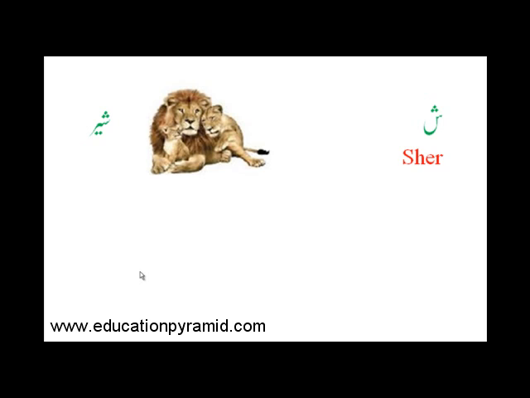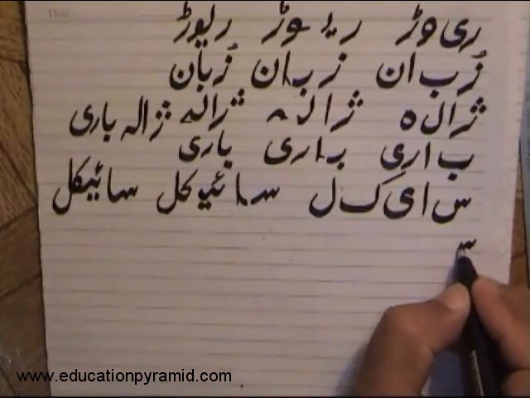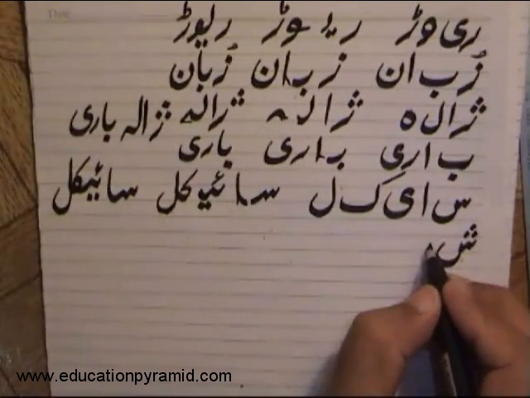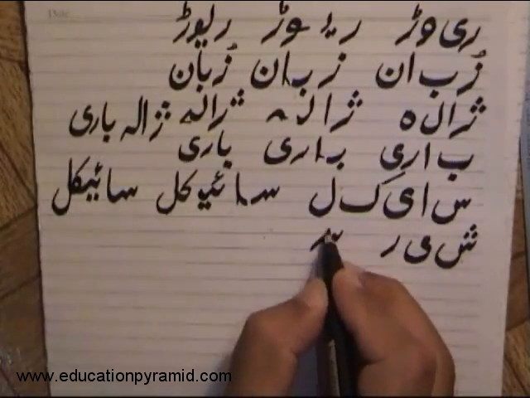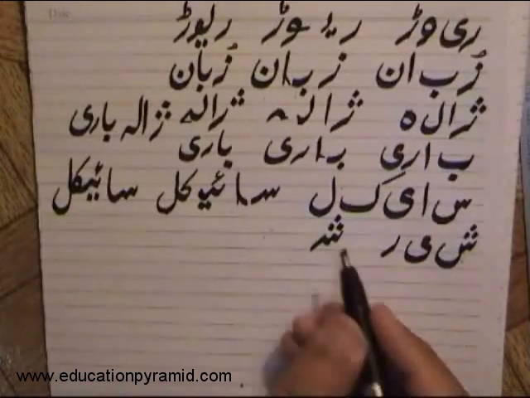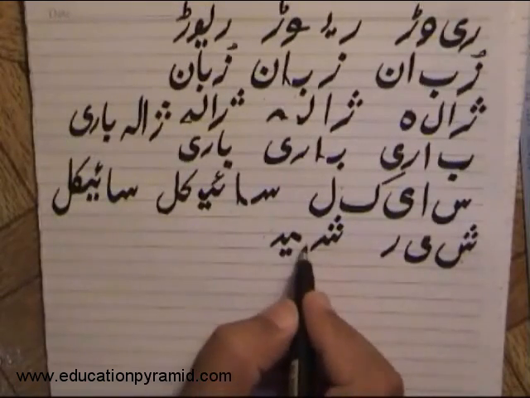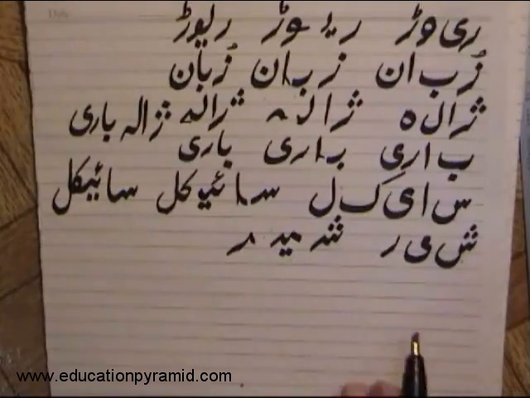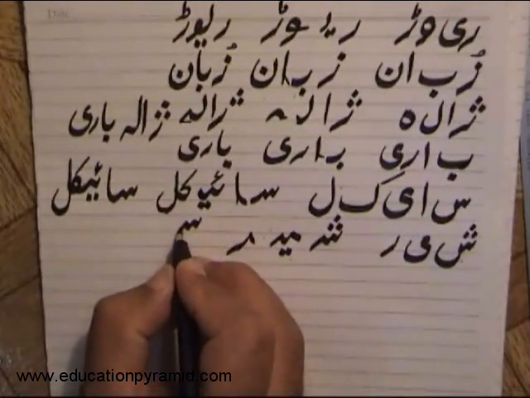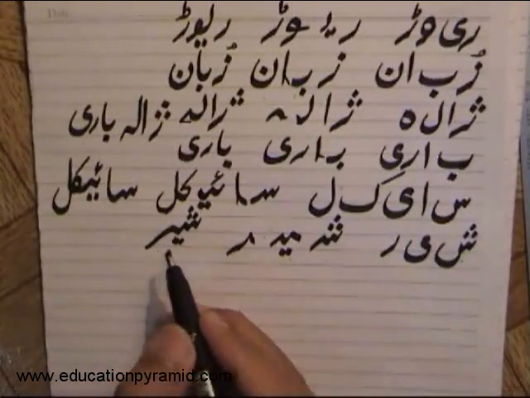Sheen, share, line. Sheen, share. Share, sheen sound, choti ye, and re. So sheen is a connector, it will appear in the beginning. Choti ye is a connector, it will take the middle position, and re is a non-connector, it will appear in the final position. So we'll write share like this. This is sheen, ye, and re.